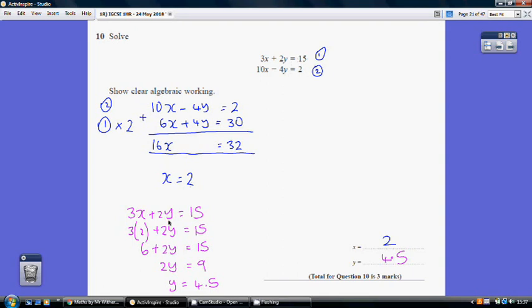So 3x plus 2y equals 15. I've just worked out that x is 2. So 3x, 3 times 2, which is 6. So 6 add 2y equals 15. Take away 6 from both sides, divide by 2, and I get y being 4.5.